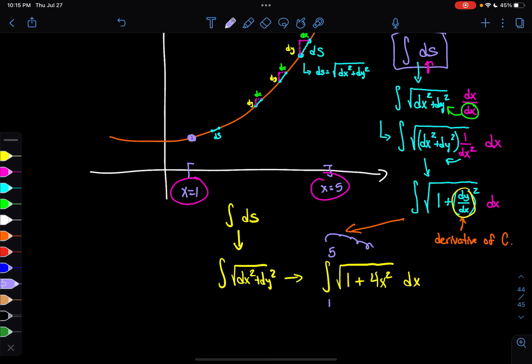And at this point, we can solve for the arc length. Now, doing this requires a little bit of trig substitution, which I won't do here because that's not the point.